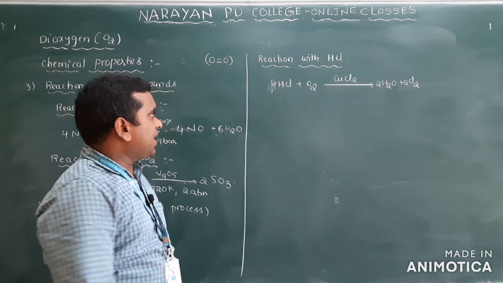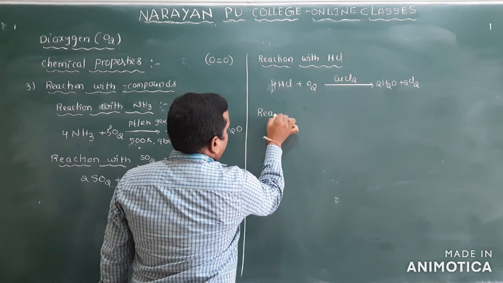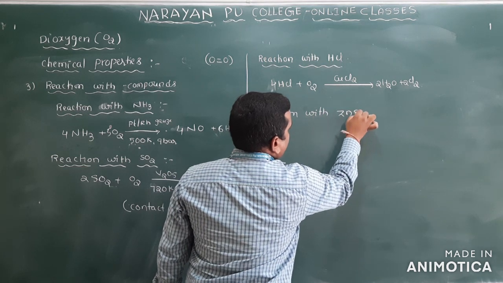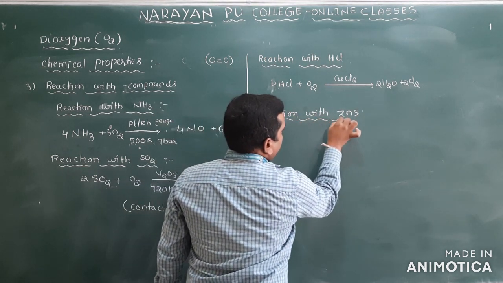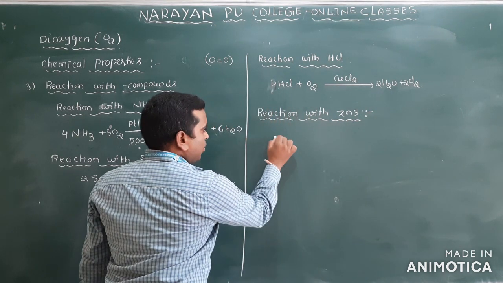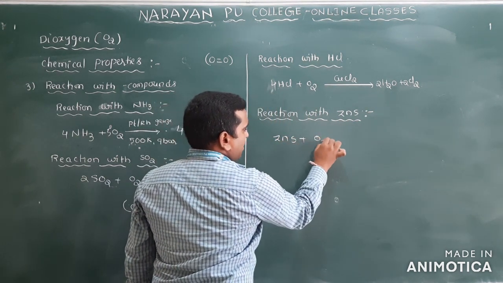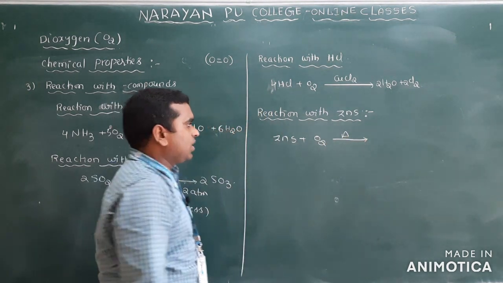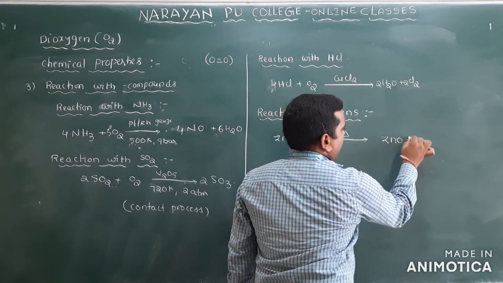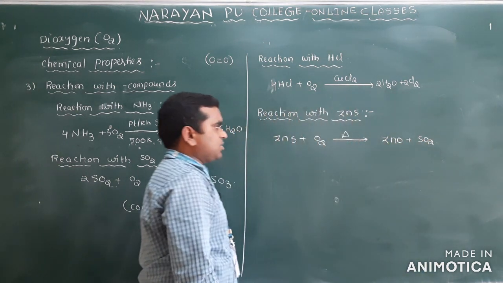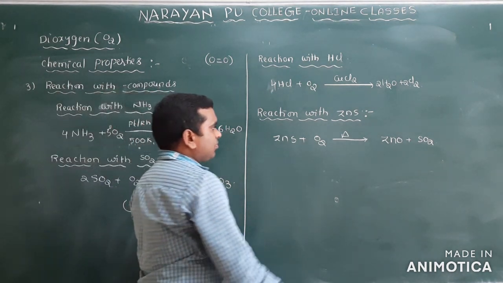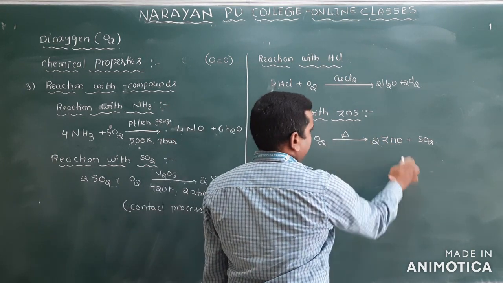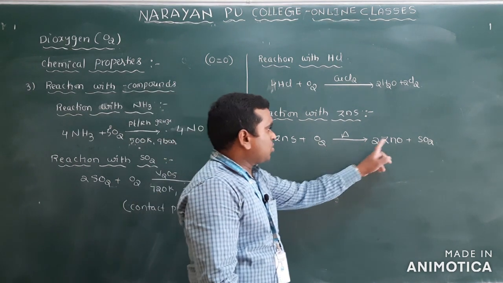Clear? In the same way, reaction with zinc sulfide. What is the zinc sulfide formula? ZnS. ZnS plus oxygen, treated at very high temperature. Clear? So what you will get is ZnO plus SO2. Balance it: take 2 moles here, and because an odd number of oxygens are there, I am multiplying this one with an even number. So that's why ZnO is there.